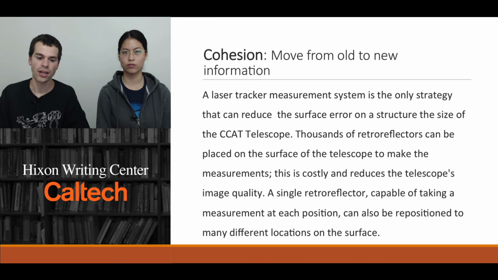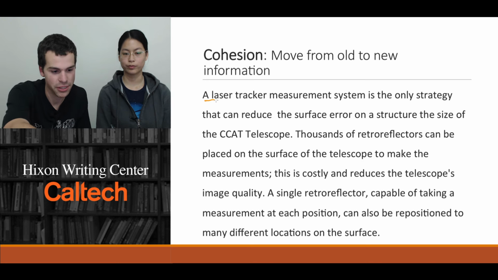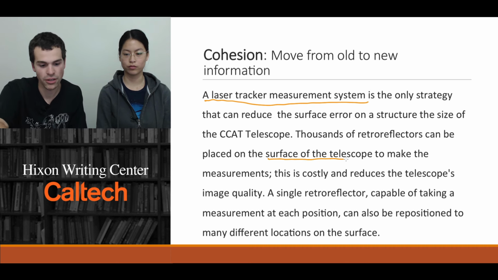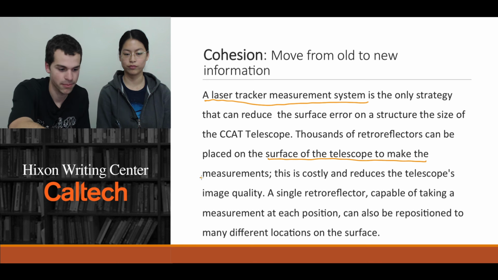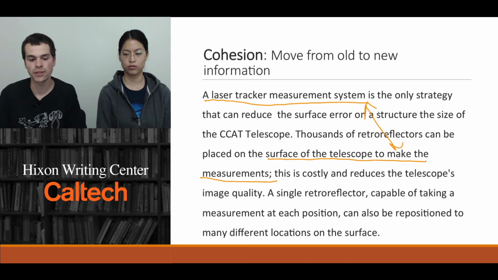So what this is talking about is we always want to make sure that the information that we're introducing in our sentences flows into the next sentence. In this example, we'll see that the laser tracker measurement system is introduced at the beginning of the first sentence. But the fact that the measurements are placed along the telescope isn't brought up again until the end of the second sentence. So you see that there's a large distance between these 2 ideas, which could be confusing to the reader.